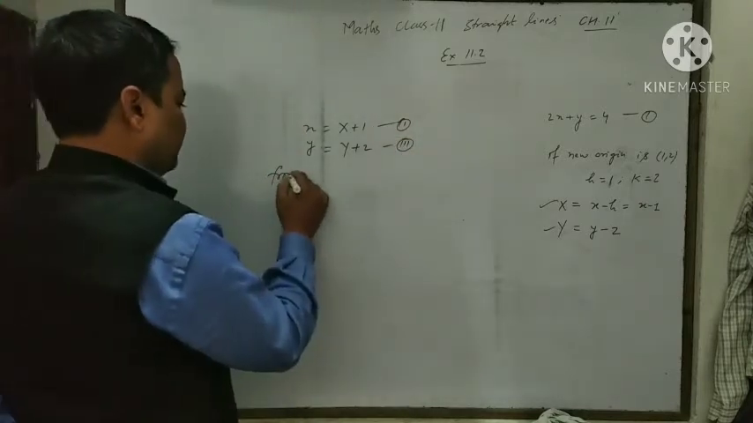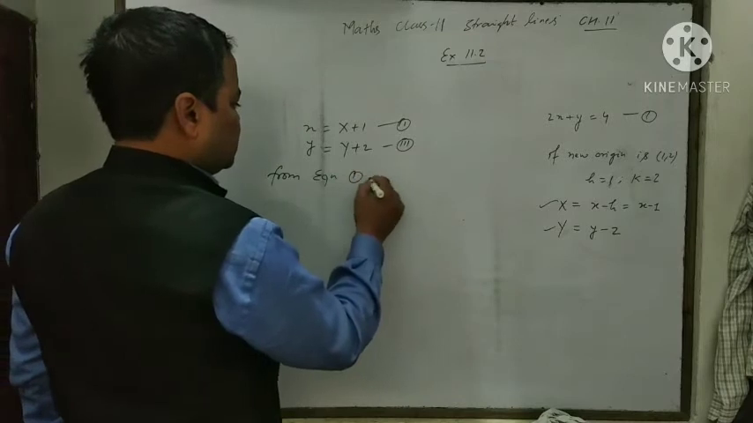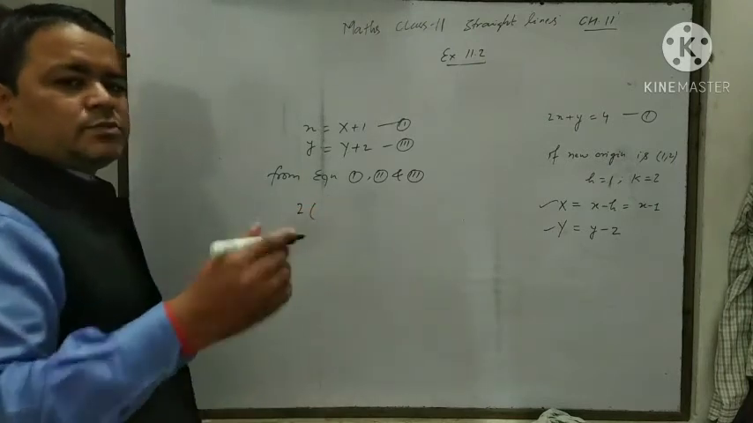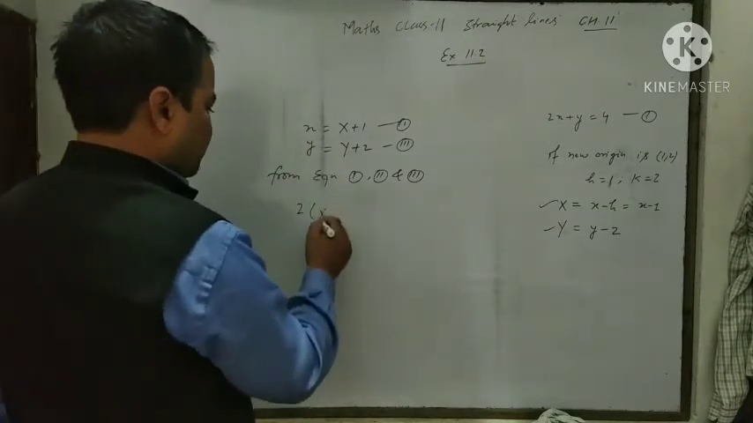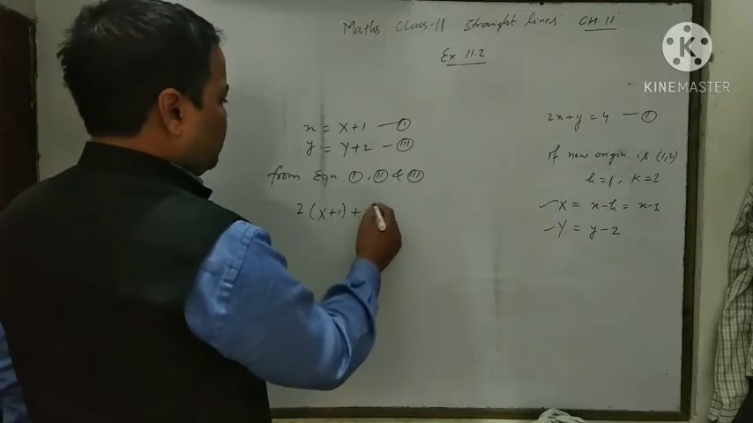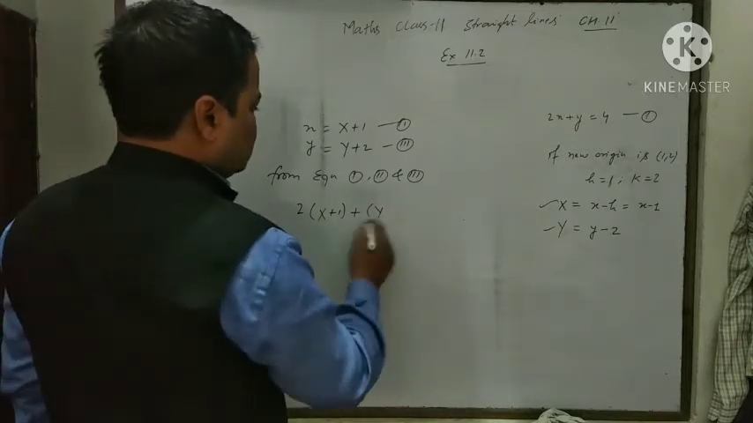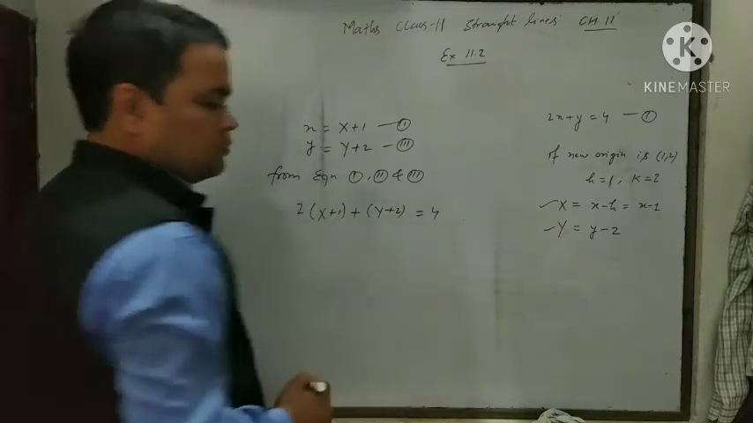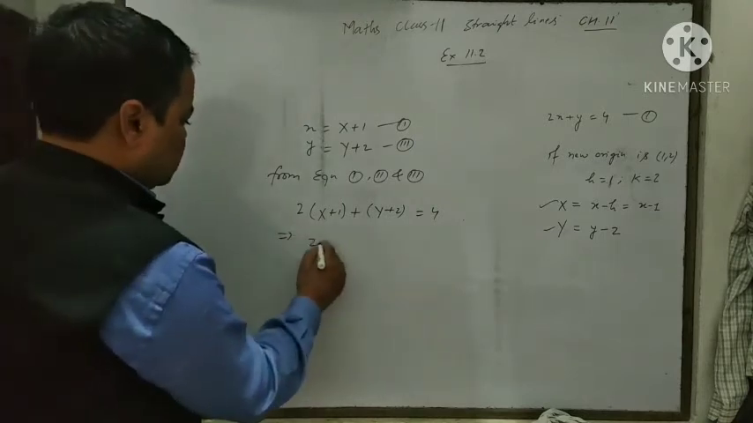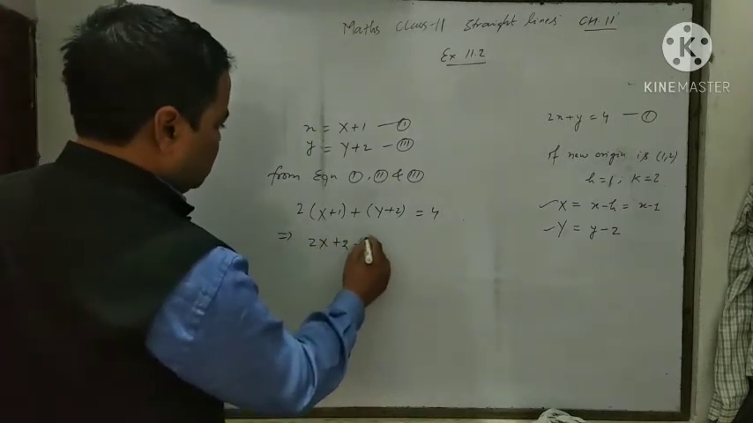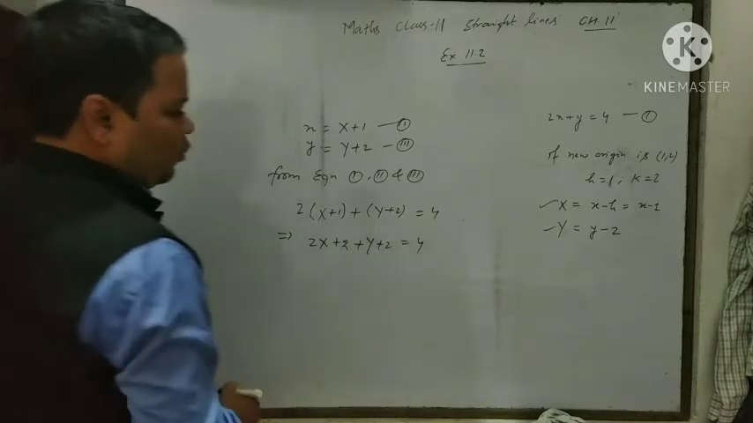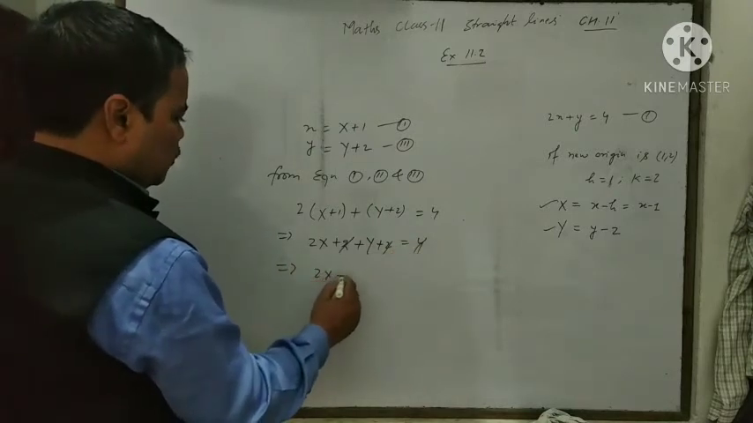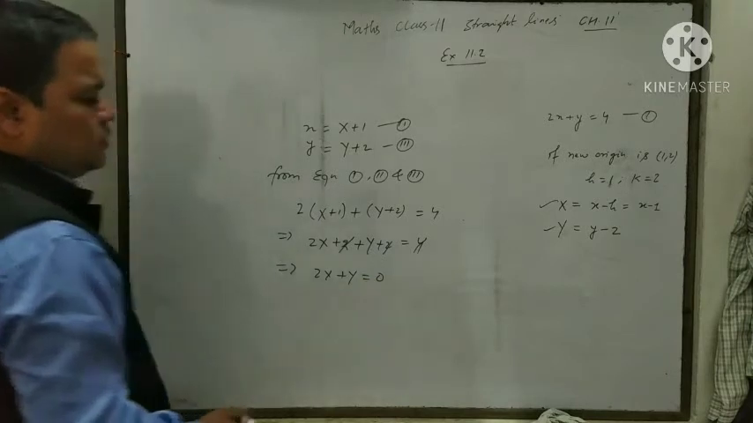Now from equations first, second and third: 2x, at the place of small x we can write capital X plus 1, plus y, at the place of small y we write capital Y plus 2, is equal to 4. Then this implies that 2X plus 2 plus Y plus 2 is equal to 4. This 2 and 2, 4 and 4 cancel. Then it will be 2X plus Y is equal to 0.